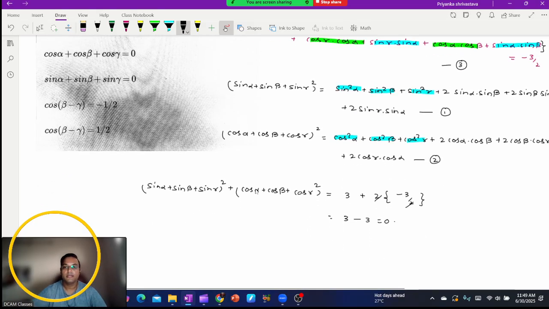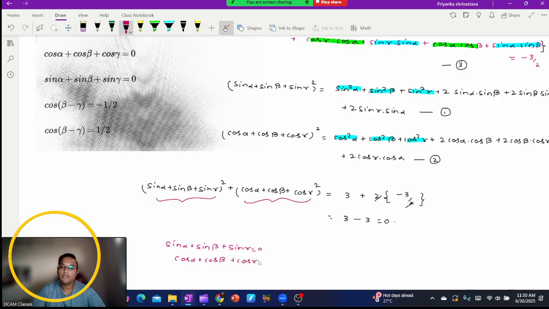So what it means, this can be 0 only when these two individual terms are 0. Means what? Sin alpha plus sin beta plus sin gamma is equal to 0. Also cos alpha plus cos beta plus cos gamma has to be equal to 0. That means these two options are correct. This is correct, this is correct.